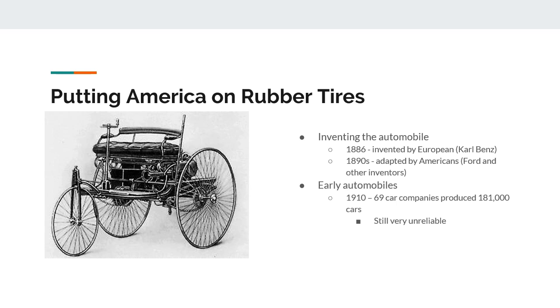So inventing the automobile. The automobile, as we know it, is actually invented in 1886 in Europe by a man named Carl Benz. If you ever heard of Mercedes-Benz, that's basically that company. And in the 1890s, it's adapted by the Americans, Ford, and other inventors. In 1910, there are 69 car companies producing 181,000 cars, but they're very unreliable.